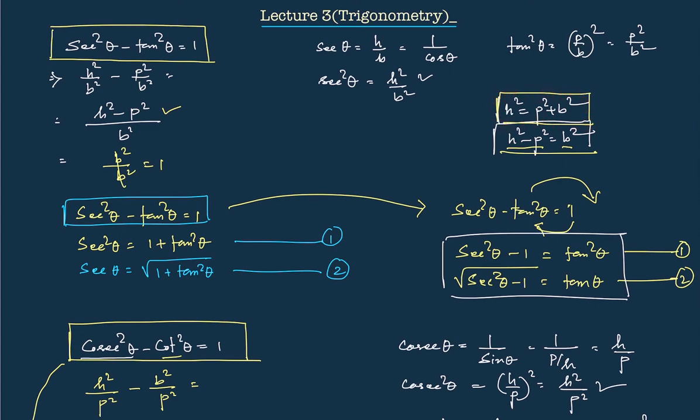In a right angle triangle with h, p and b, then h square will be equal to p square plus b square, according to the Pythagoras theorem.